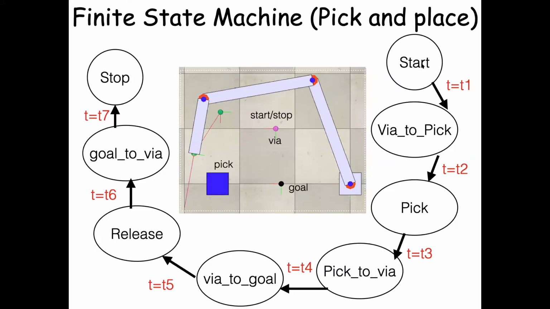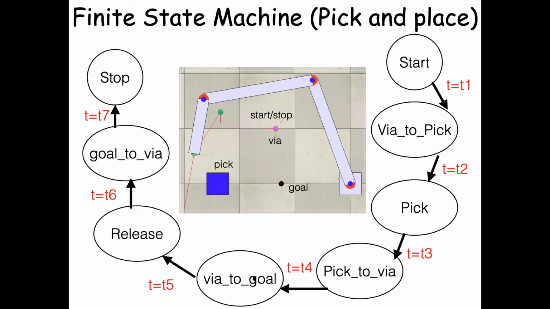So we start, and we assume that we start at the via point. At some time T1, we go from via to pick. So that's going to be our state. In that state, you move the manipulator from pink to blue using the move IK function. Then at T equals T2, we pick the blue box. Then we wait for some time, and then we move from pick to via.